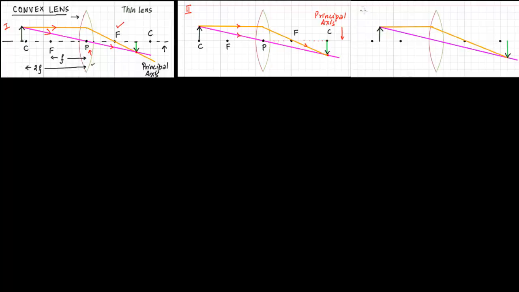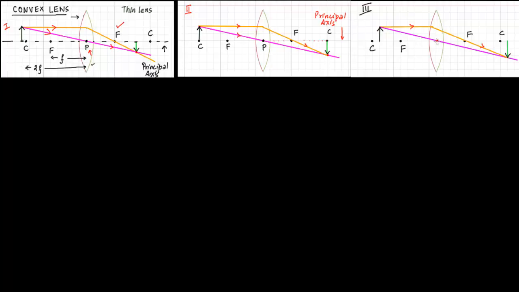Now we talk about case 3. Now you are between the center and the focus. So again, focus is here and center is here. So the first beam of light, drawn in orange, goes through the lens and bends so that it goes through the focus. The second beam of light is purple.